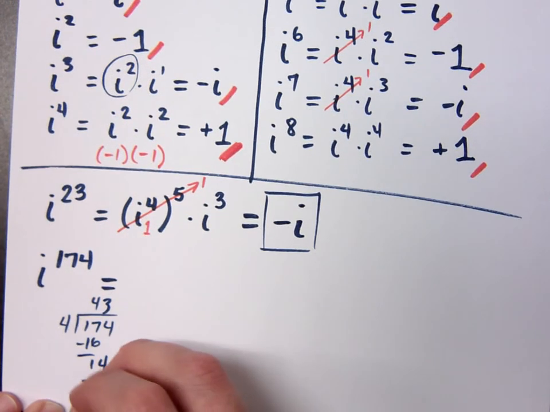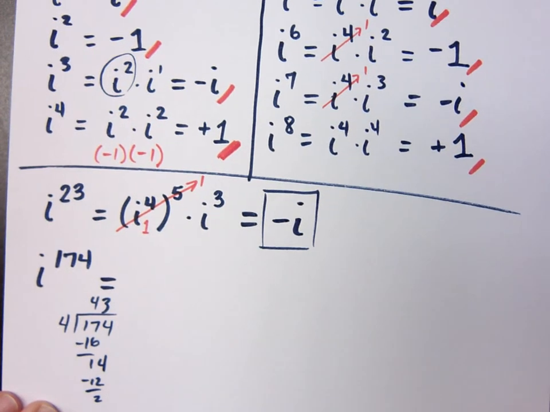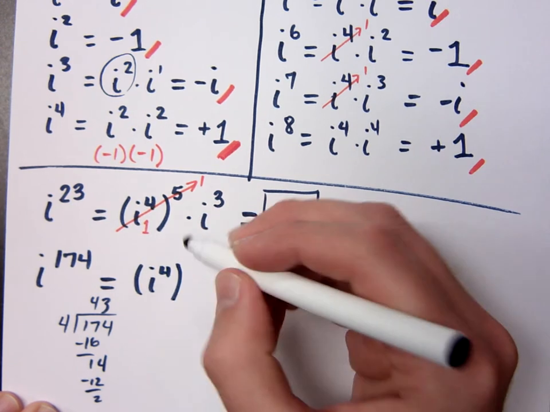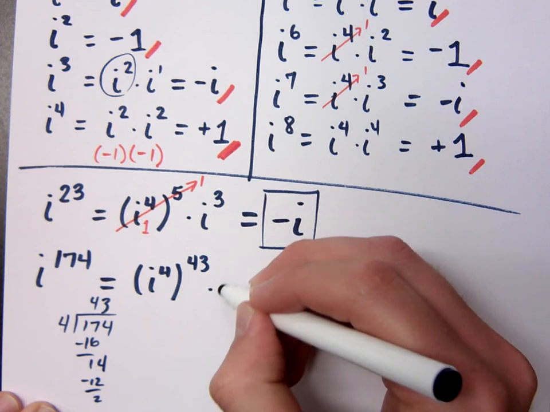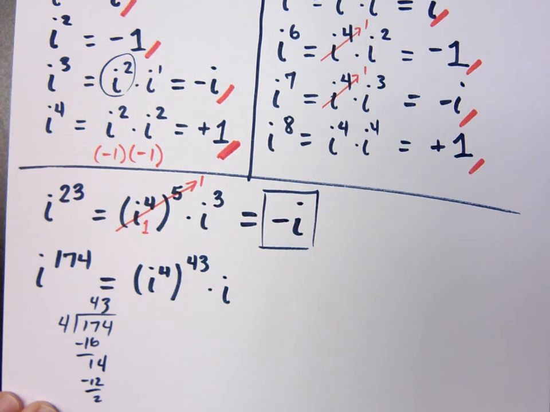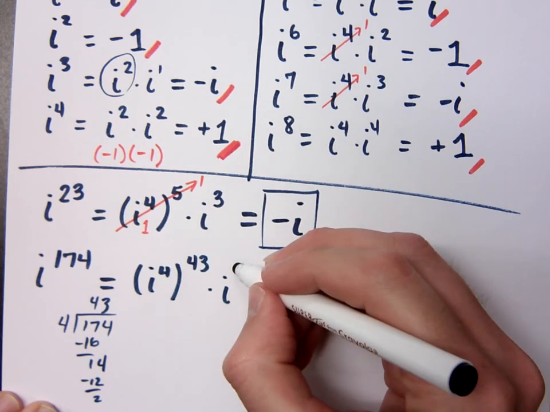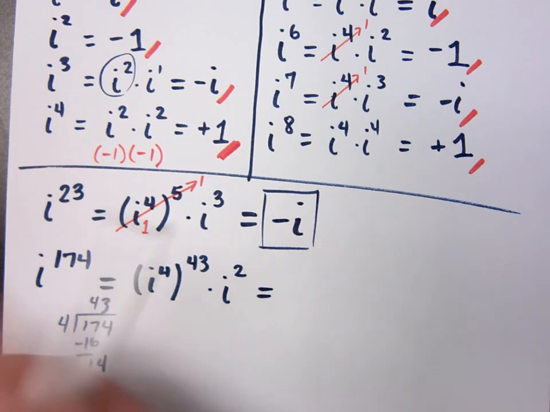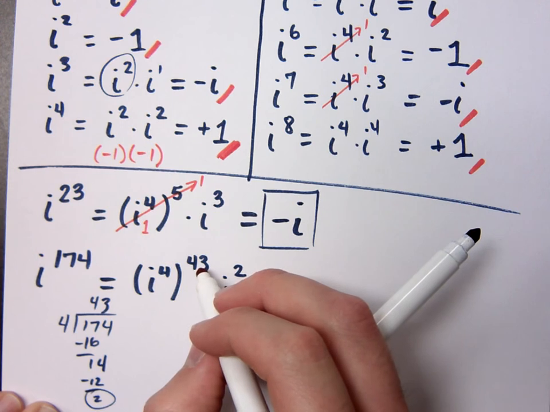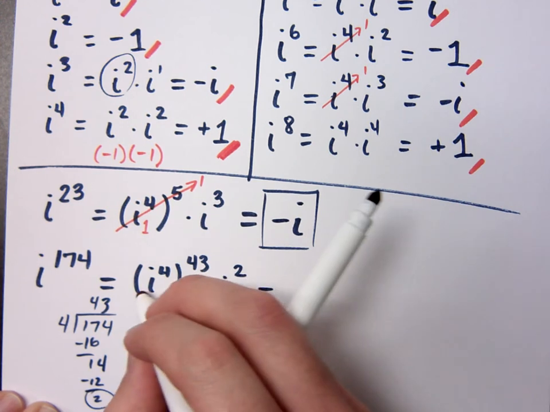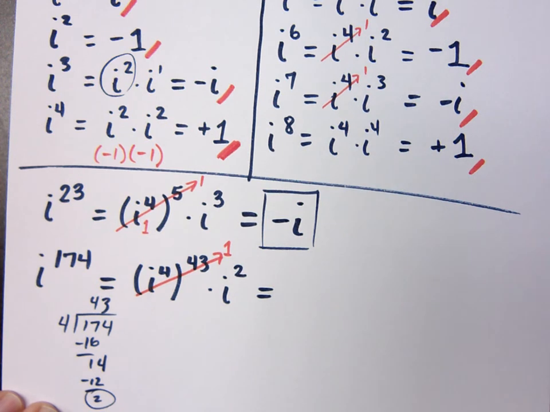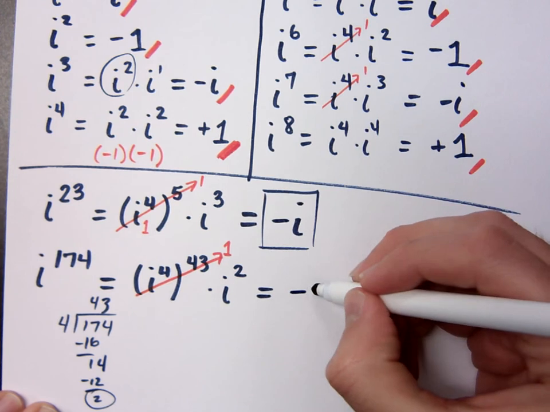43 times, right? So how many sets of 4 i's do I have? 43, with how many i's left over? My remainder was 2, right? What's going to happen with i to the 4th to the 43rd? That just becomes 1, so it doesn't matter. So you're left with i squared, and i squared does equal -1.